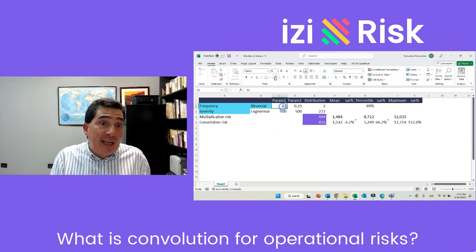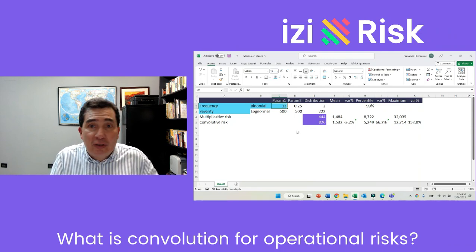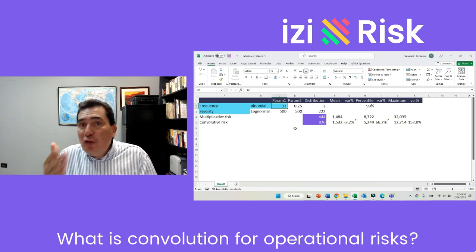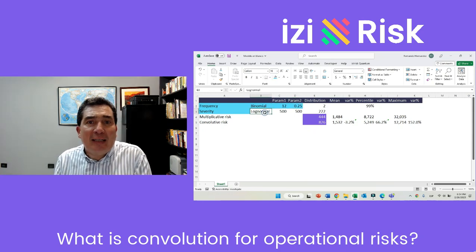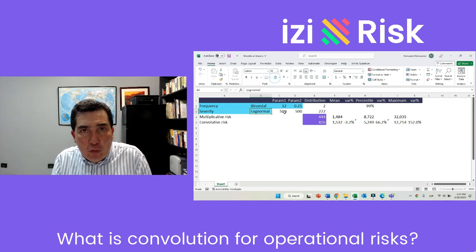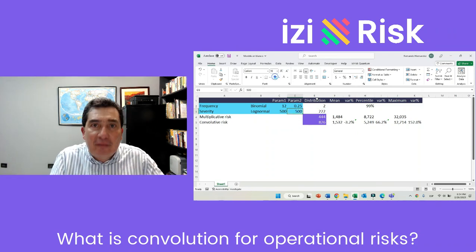It is a risk that happens to 12 individuals, that could be entities or departments or branches, etc., whose annual probability of occurrence is 25%. On the severity or impact side, we modeled it with a lognormal distribution with a mean of $500 and a standard deviation of also $500.